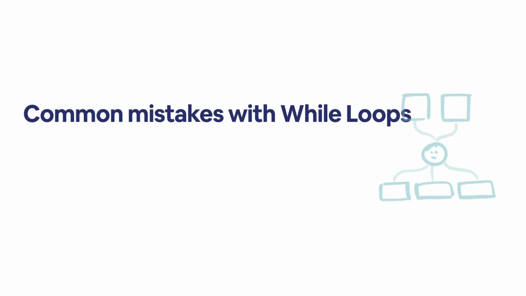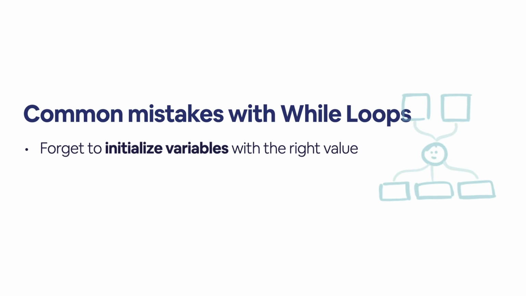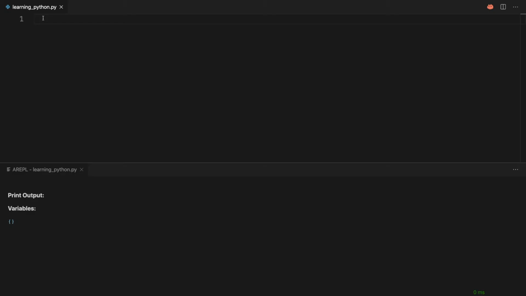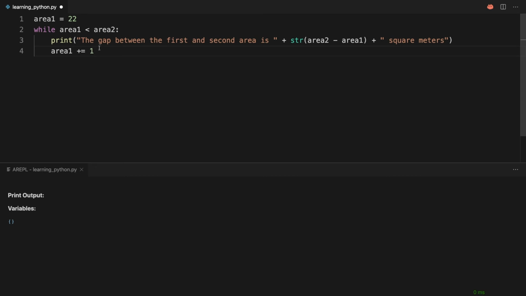Now that you've got an idea of how a while loop works, let's make sure you avoid some of the most common mistakes when writing while loops, which are forgetting to initialize variables with the right value, and forgetting to change the while condition, which causes the condition to always evaluate to true and makes the loop run forever. Let's look into the first mistake, which is forgetting to initialize variables with the right value. We've all made this mistake when starting to code.